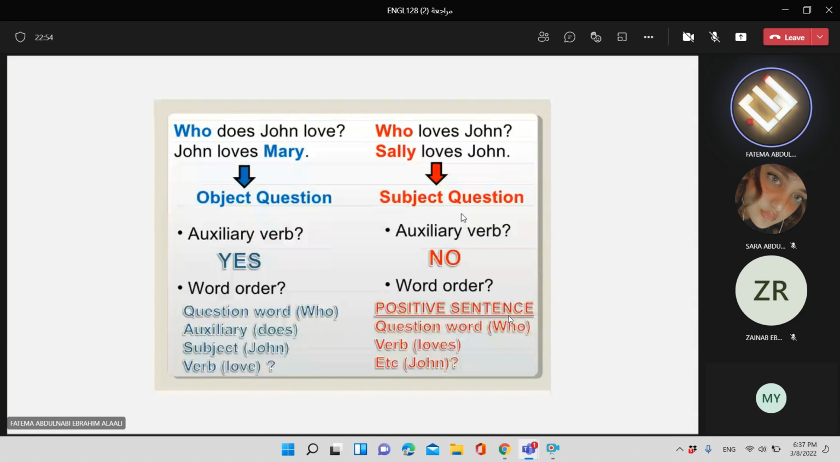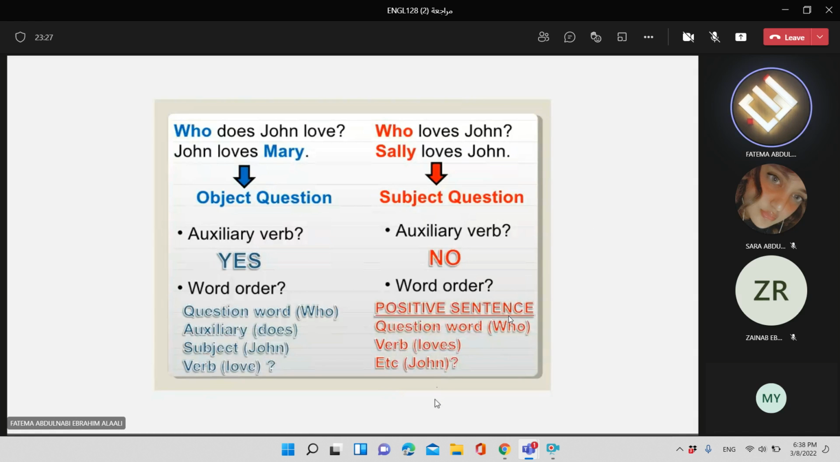Do we use auxiliary verb in subject question? We do not use it. And the word order is like a positive sentence: question word, who, verb, loves, etc., if there is an object and if there is more than the object. Okay? Is subject question clear for you, Sarah? Do you have any question about object and subject question? No, thank you. I don't have. It was clear. Okay, very good.